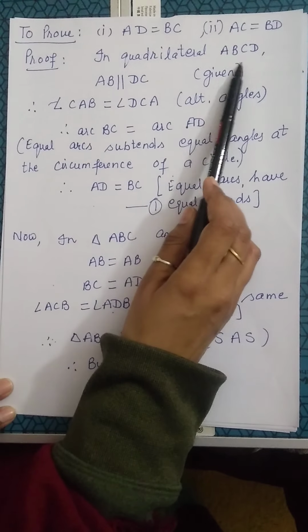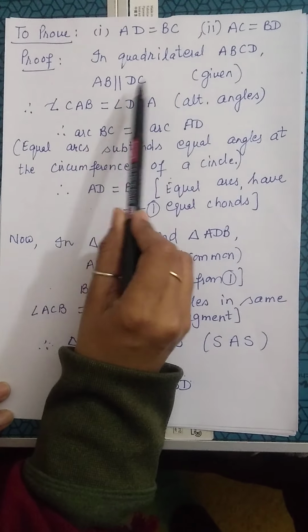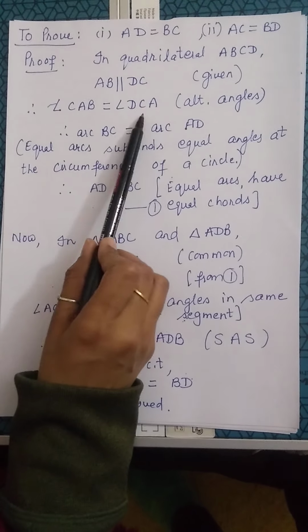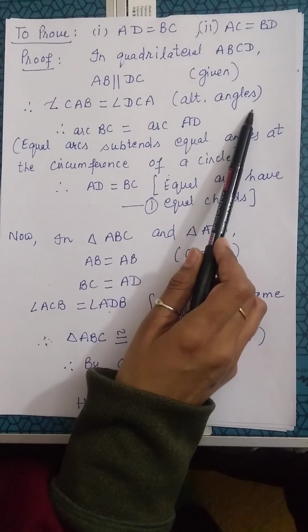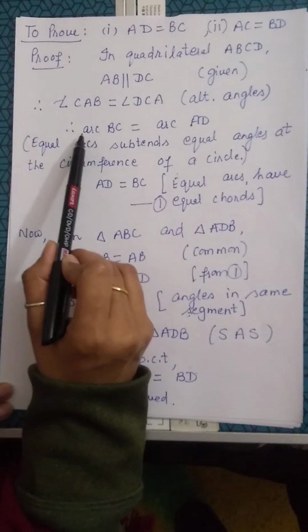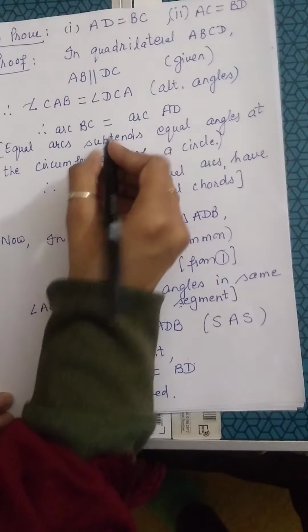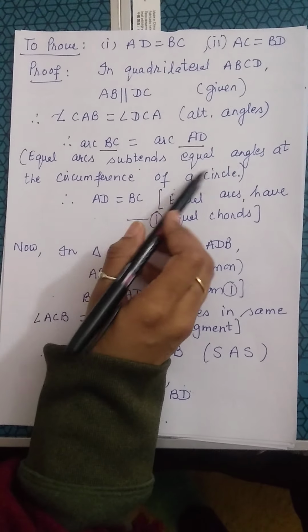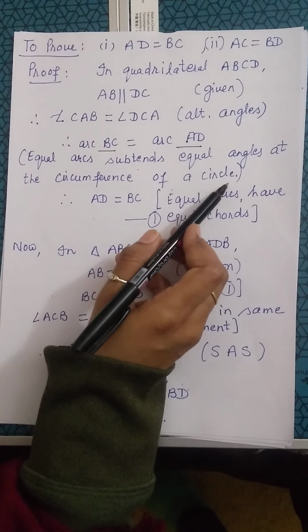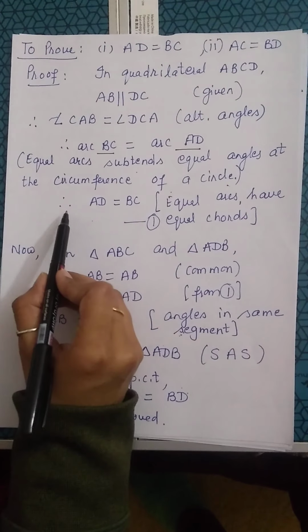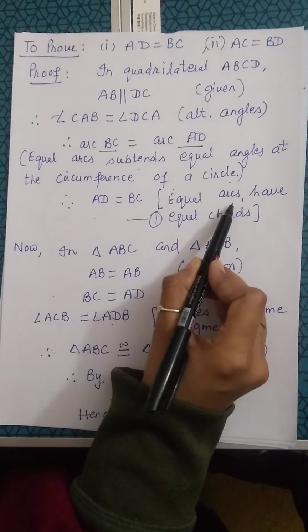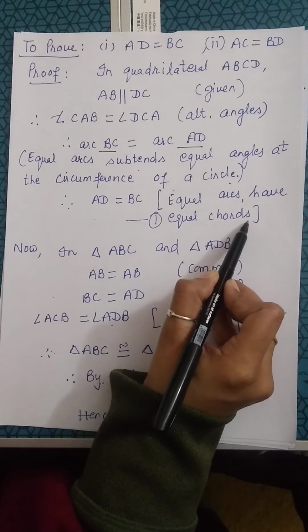Proof: in quadrilateral ABCD, AB is parallel to DC. This is given. Therefore, angle CAB is equal to angle DCA. These are alternate angles. This implies arc BC will be equal to arc AD. Equal arcs subtend equal angles at the circumference of the circle. Therefore, AD will be equal to BC. We know equal arcs have equal chords also.